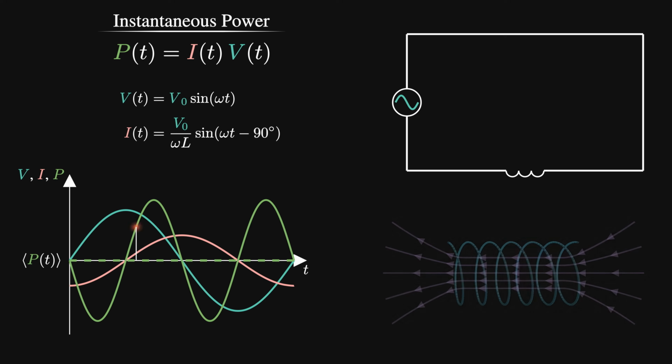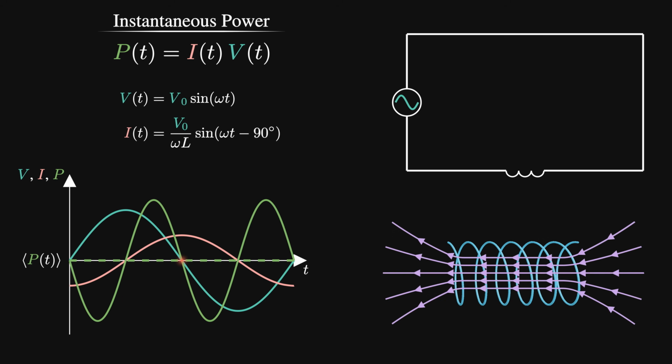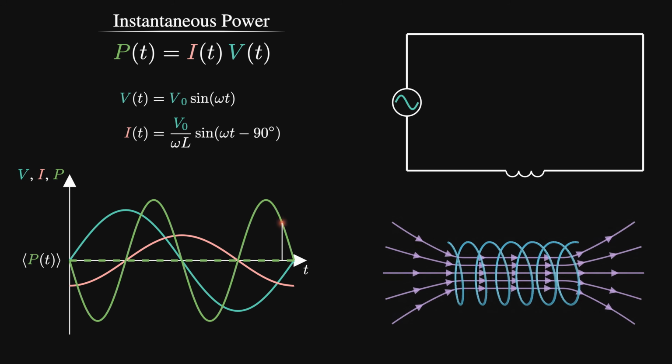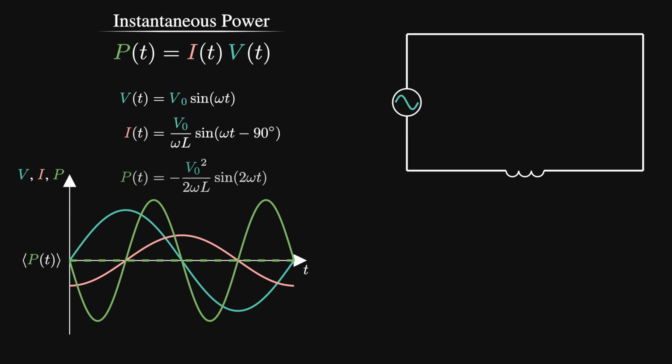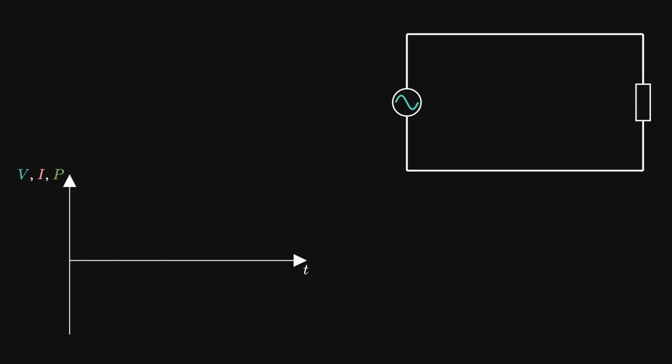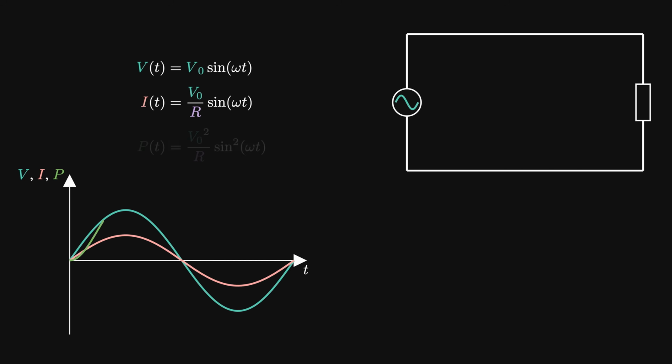As the current grows, the magnetic field is being formed, so the power is positive, and when the field diminishes, the power is negative, as energy is leaving the field. For an inductor, the equation for power can be written like so. Before delving deeper into this, let's see exactly how we can find the average power. We'll use the resistor circuit as it has a non-zero average.